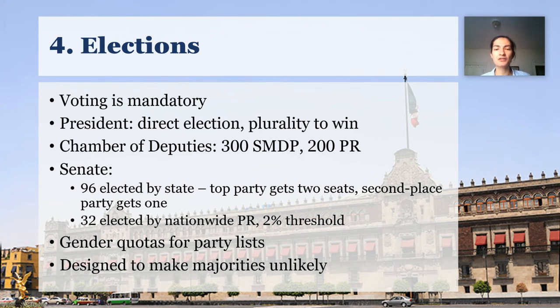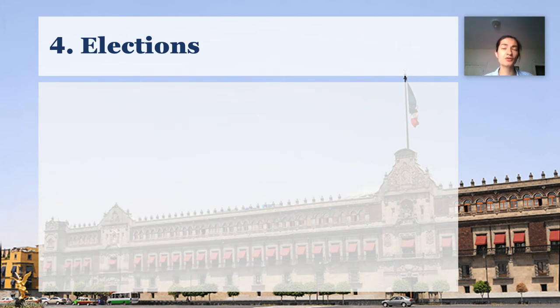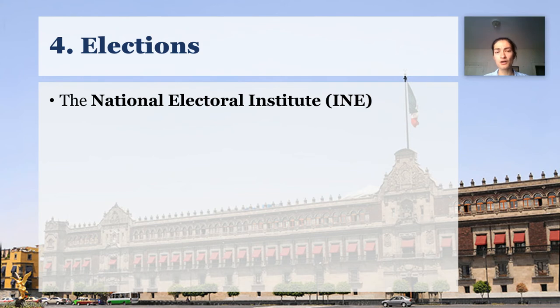One last thing to note about Mexico's elections, but it's a really important one, particularly in explaining that transition from one party to multi-party rule. And that's an organization called the INE, the National Electoral Institute. This was established under a slightly different name in 1996, and it's worth noting that's under the period of PRI rule. And its job is to directly supervise elections.